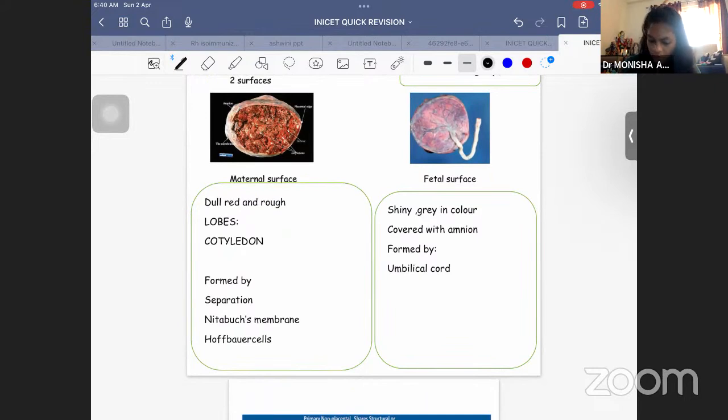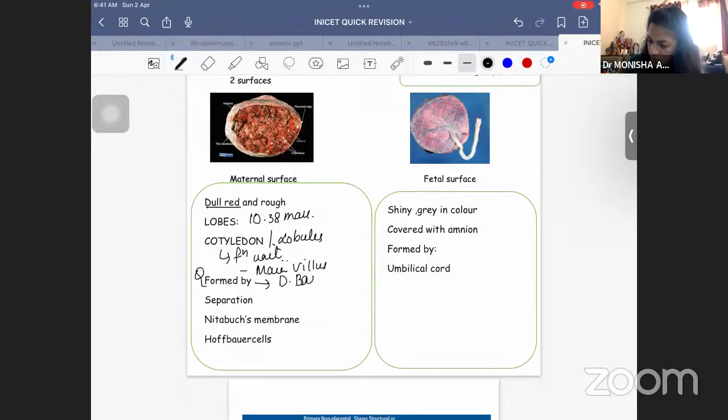When you're talking about the maternal and the fetal surfaces, maternal is dull red. Lobes, how many do you have? 10 to 38 masses. Cotyledon is also called the lobules. These are the functional unit of the placenta, and they are mainly from the main villus or the stem villus. These are formed by the decidua basalis.